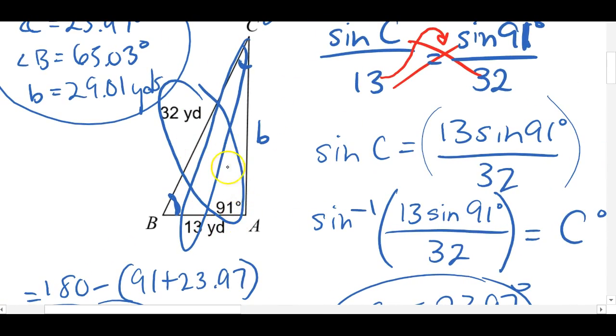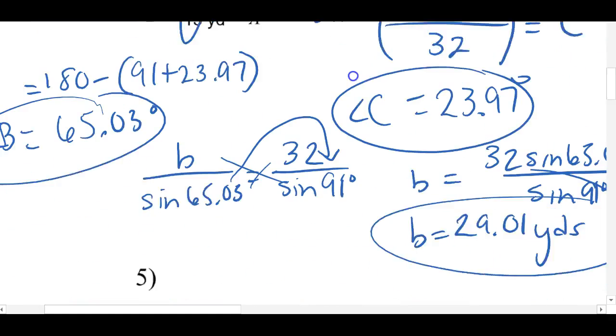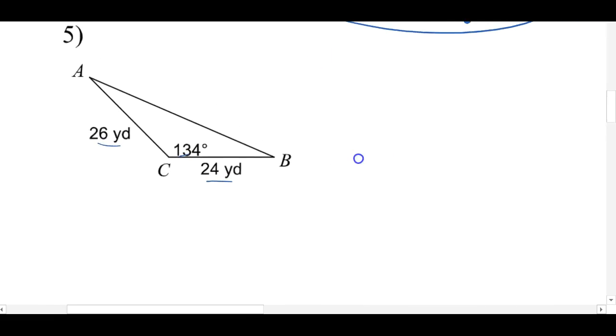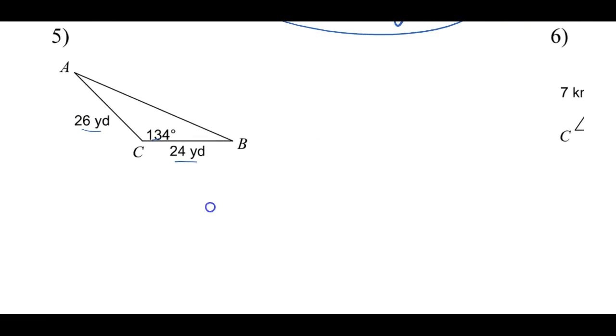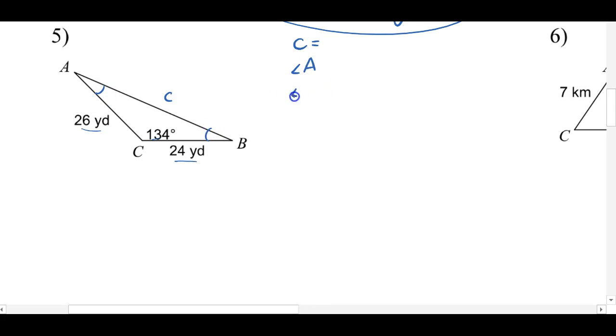However, in this case we had a pair, a side with an opposite angle. However, in this case where we just have two sides and an angle, we don't have a pair. So the angle C does not have a side opposite of it. Okay, so here we're going to need to find C. We're going to need to find angle A and angle B. Okay, so now this is the case where I definitely am going to have to use the law of cosines.